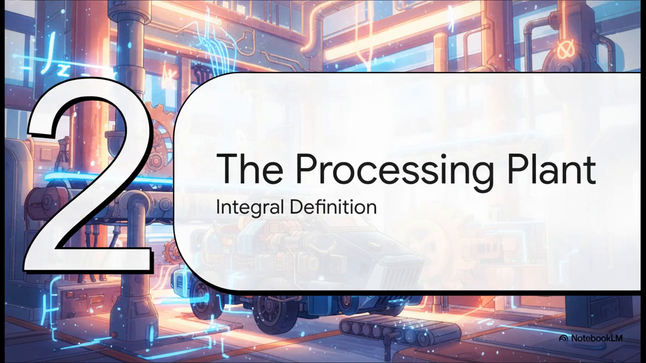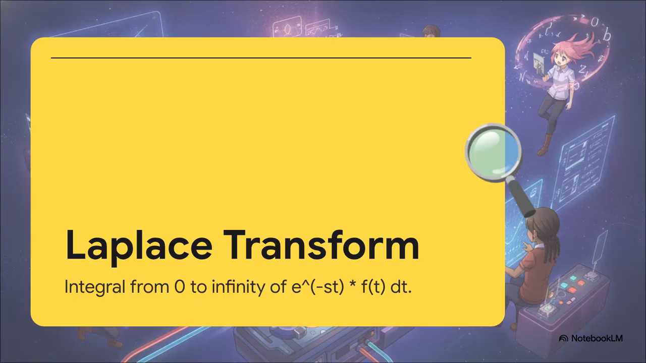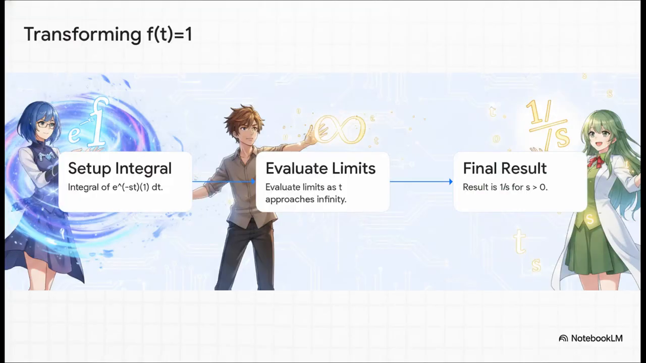Moving right along to Section 2, the integration processing plant. To really look under the hood at how this translation is even possible, I want you to think of this formal integral definition as an engineering processing plant. Your time-based function, f of t, goes into the plant. Inside, it gets multiplied by our mathematical solvent, e to the negative st. Then, the plant just compresses it over all time, integrating from 0 all the way to infinity. And that integration process dissolves the t variable completely, leaving only our brand new frequency variable, s, behind. It's brilliant. Let's actually see this plant in action by solving an example step by step.